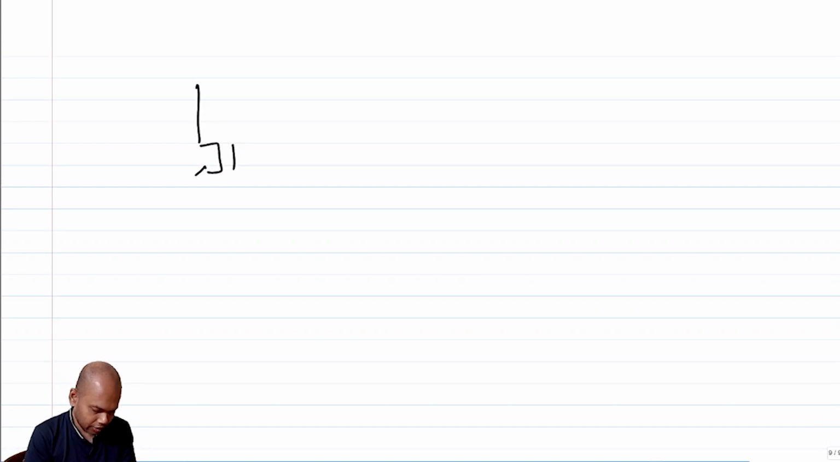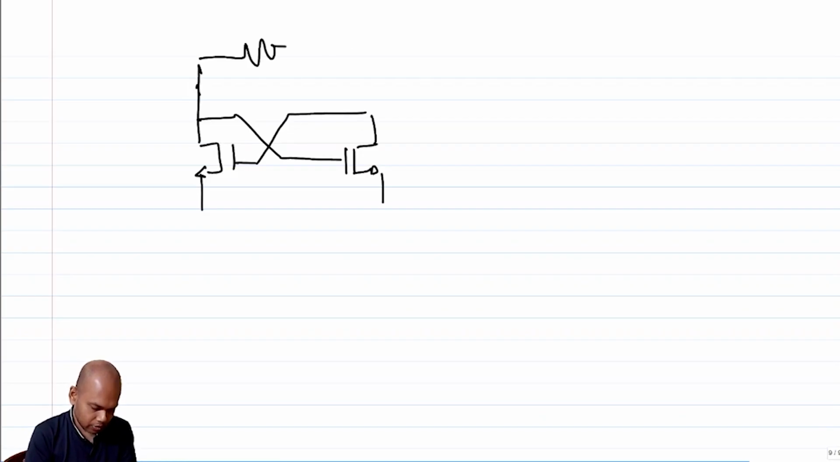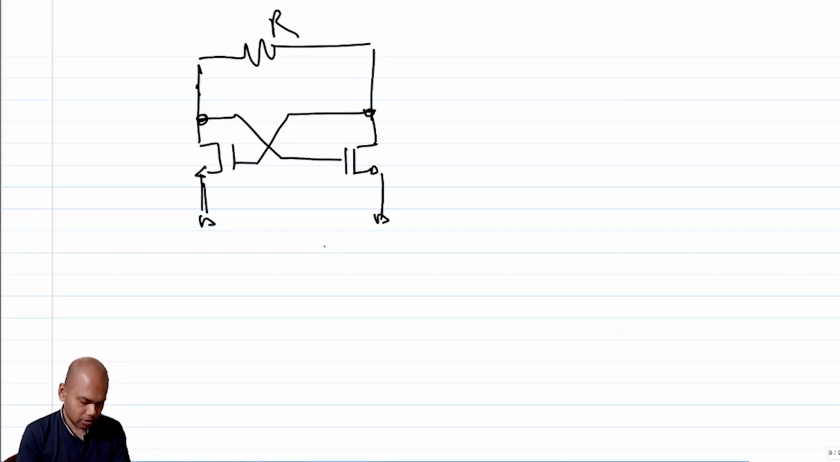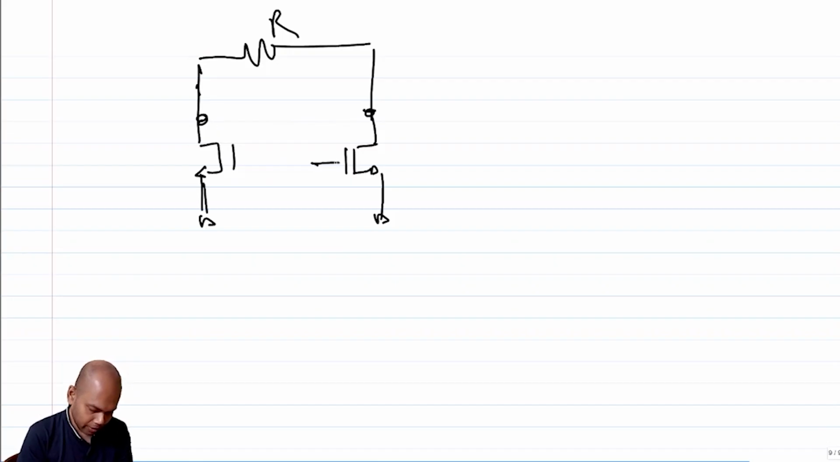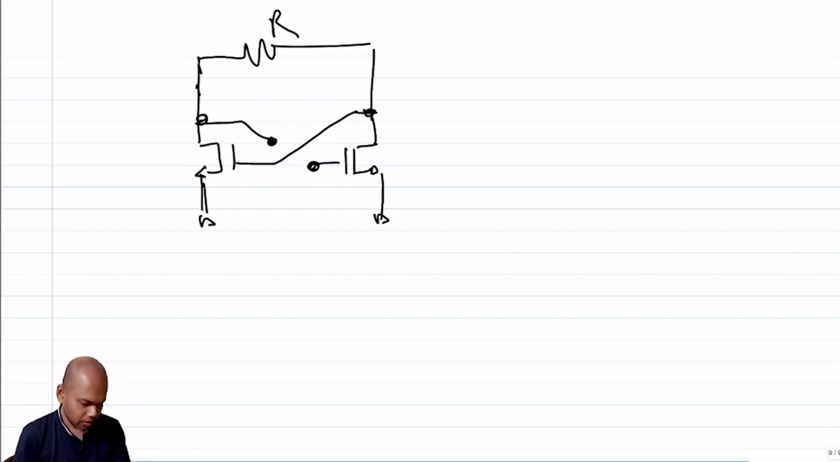So this is our effective configuration, right? So let's break the loop somewhere. Where should I break the loop? So let's break the loop here. So let's say this is still connected. So I break the loop here. Okay. So I apply V test.